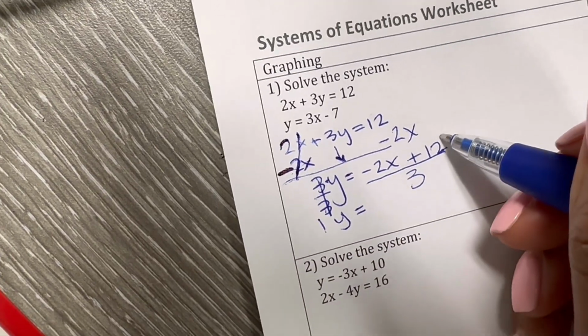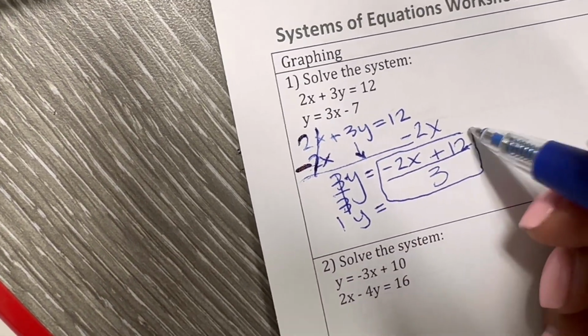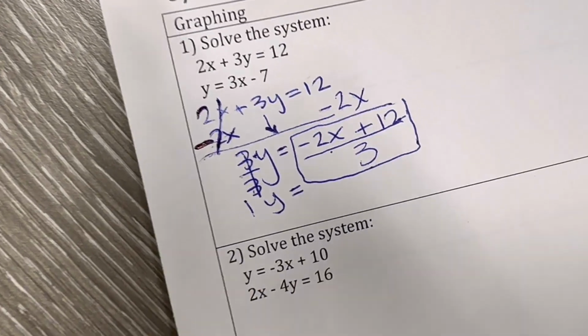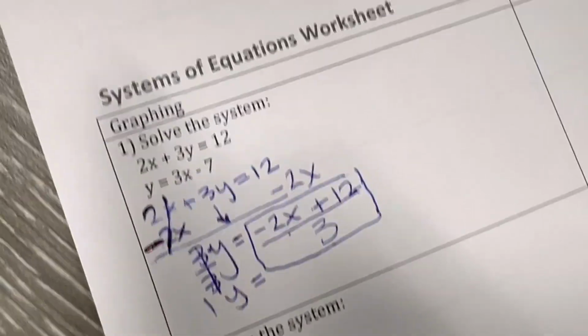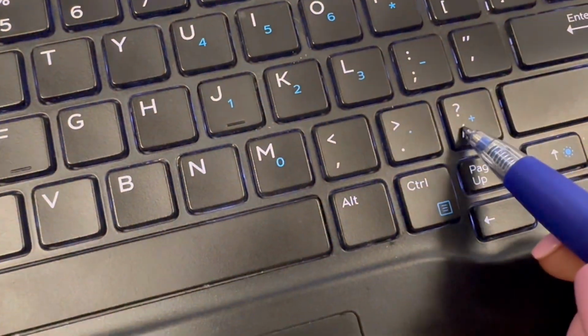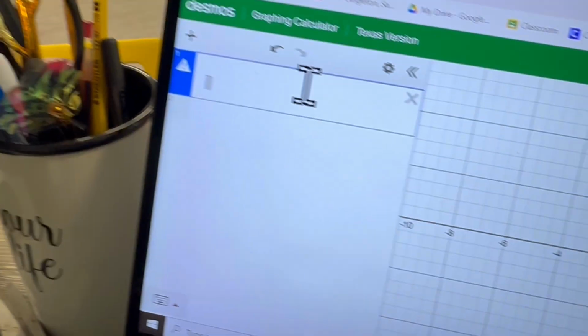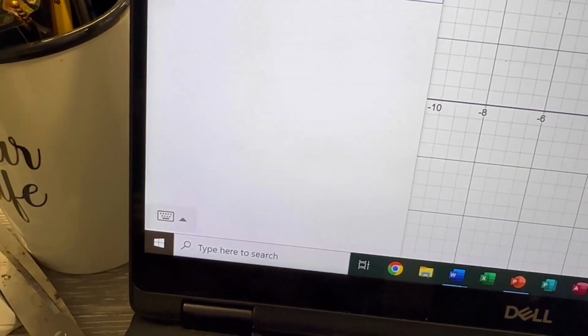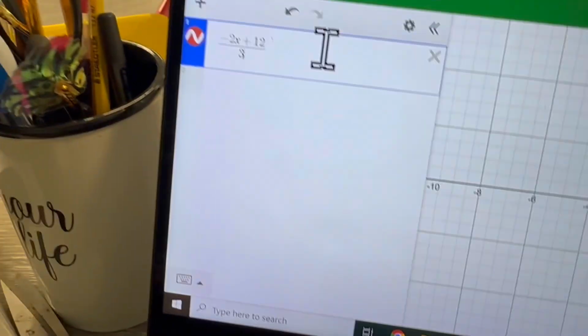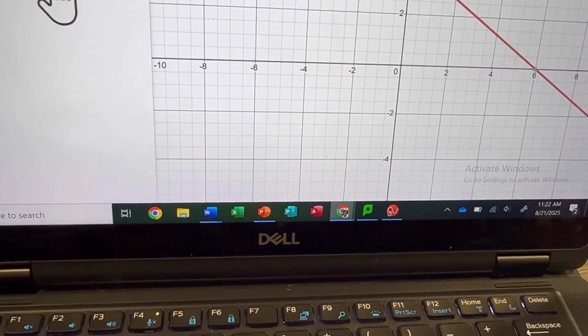Go ahead and put this right here into Desmos. We subtracted 2x and we divided this whole thing by 3, so do that to make it easier on yourself. Type a slash, which gives you a fraction. Negative 2x plus 12, and underneath, your denominator needs to be 3. Just write it how you see it on every problem. And there's your line.